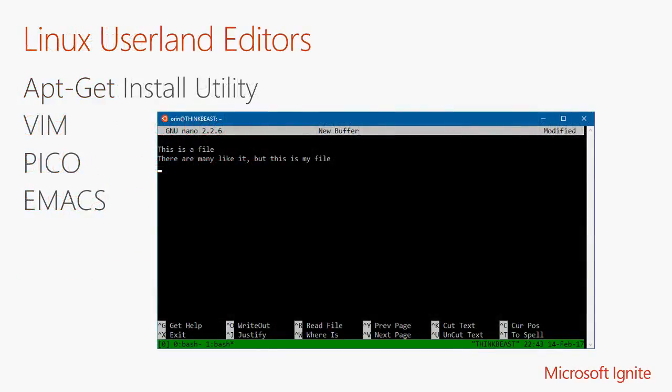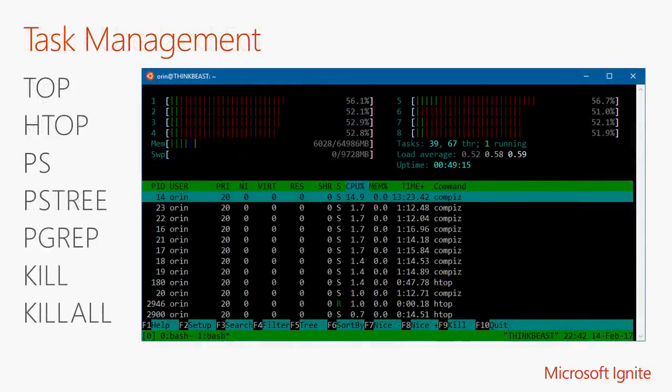So userland editors, you can apt-get install a utility, so you can do Vim, Pico, or Emacs. I'm using Pico or Nano there, but I've always been more in VI than Emacs because I just never got around to learning Emacs. VI was basically what we used at computer science, before I went across.